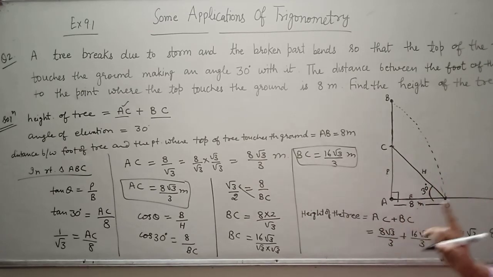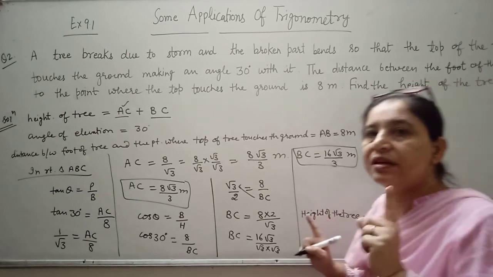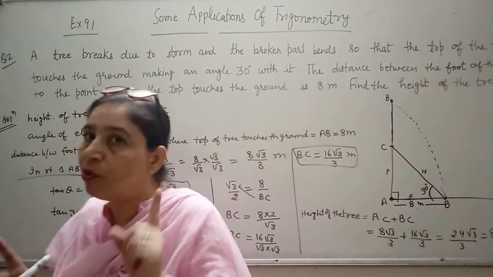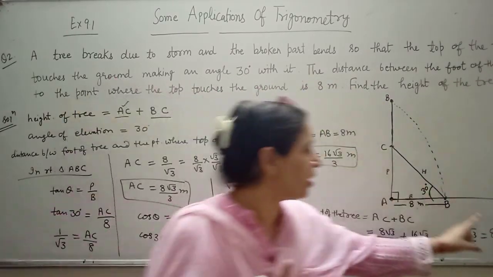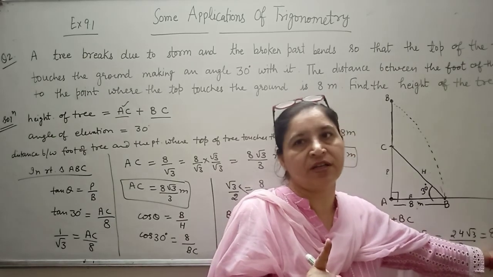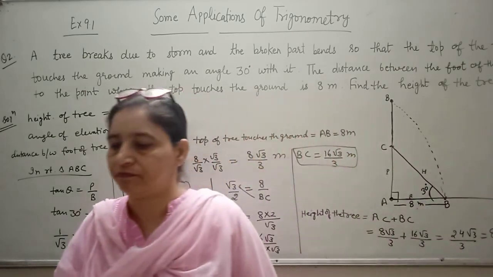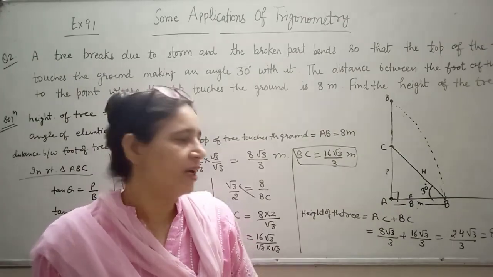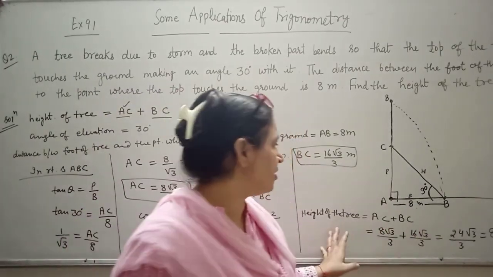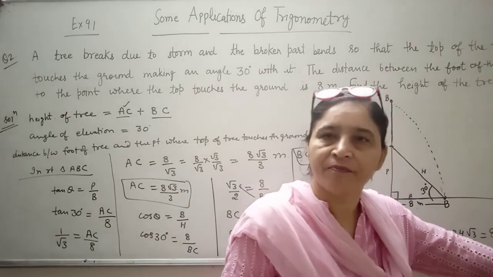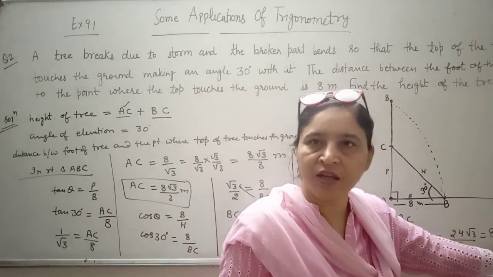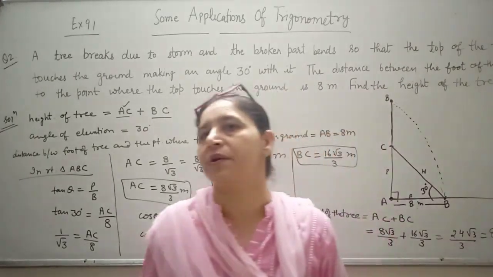And let me tell you one thing more. If you don't write this unit, in that case also half mark is deducted in your board exams. So never forget to write this unit also. And students, height of the tree is this 8√3 meter. We will not put the value of the √3 because it is not given here in your question.